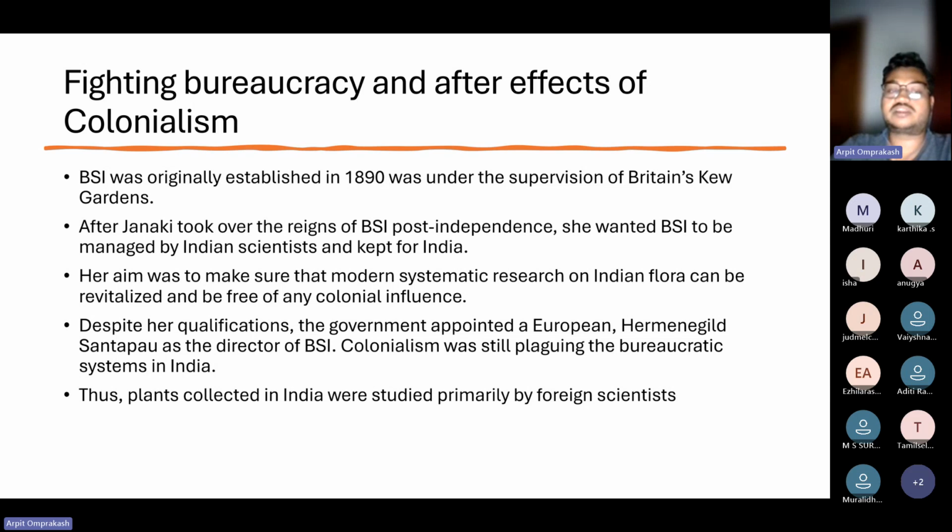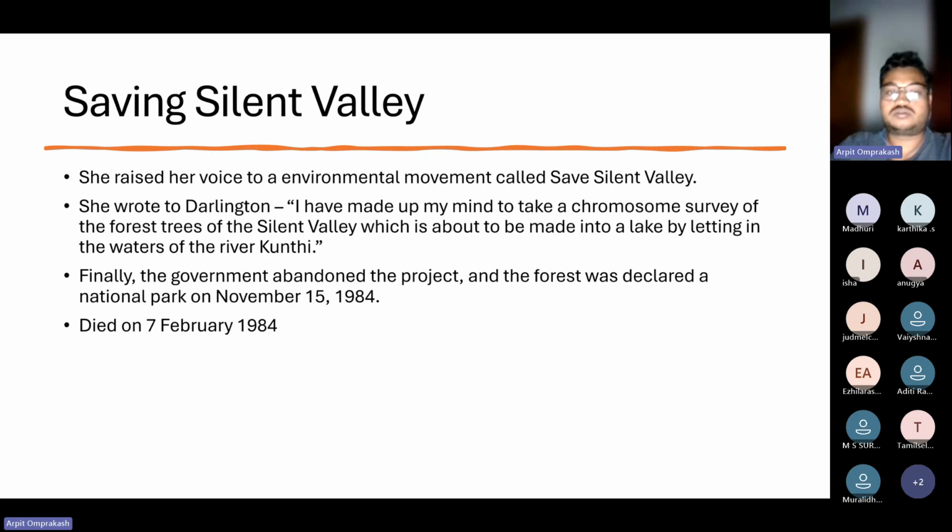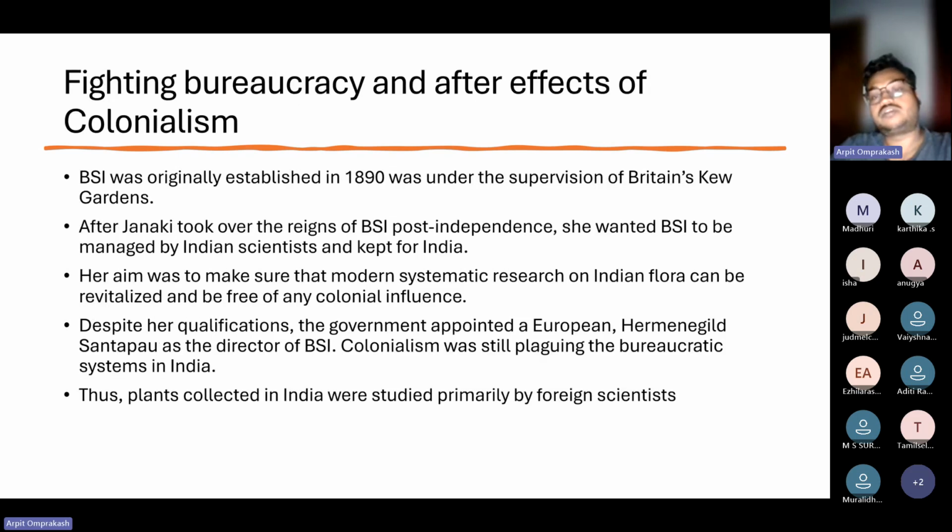Colonialism was still plaguing the bureaucratic systems in India, and thus the plants that were collected in India were studied primarily by foreign scientists even after independence, even near independence. Right. So once she joined BSI, she tried to reform that and made sure that Indians were basically managing and running the Botanical Survey of India.